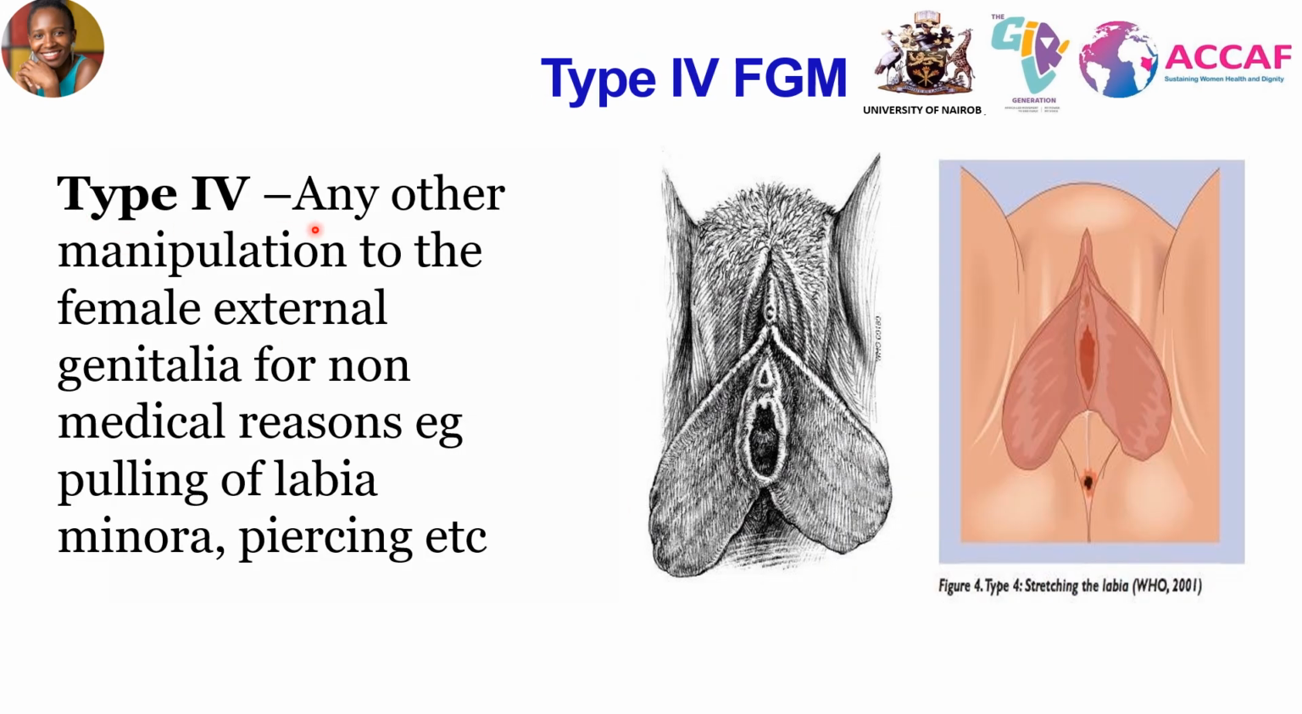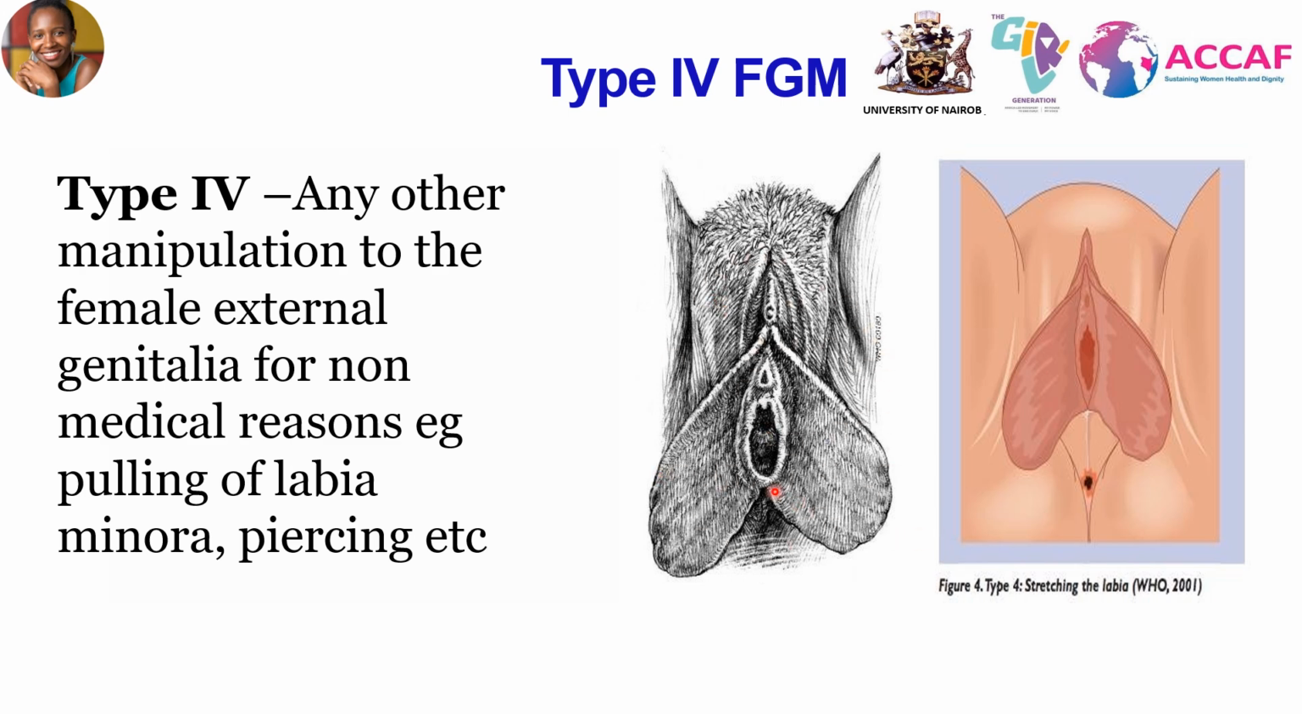And the last bit is what we call type 4. Type 4 is defined as any other manipulation to the female external genitalia for non-medical reasons, and this refers to any other manipulation that is not covered in type 1, type 2, and type 3. It can happen in different methods, including pulling of the labia, tattooing of the lips, piercing, and all that.